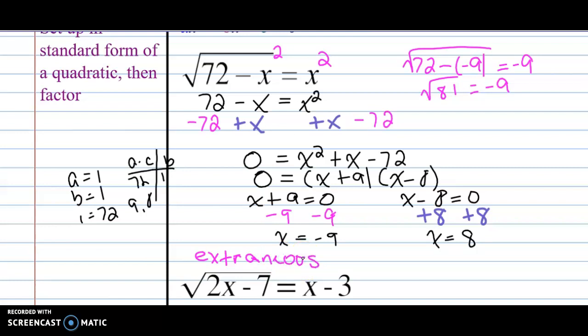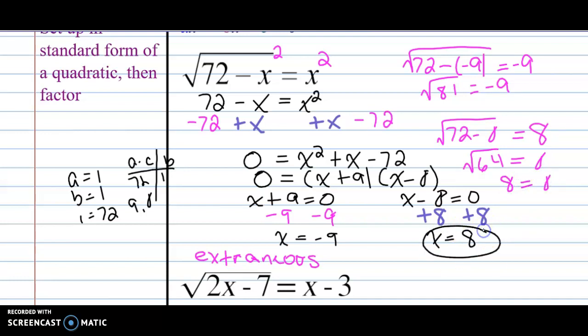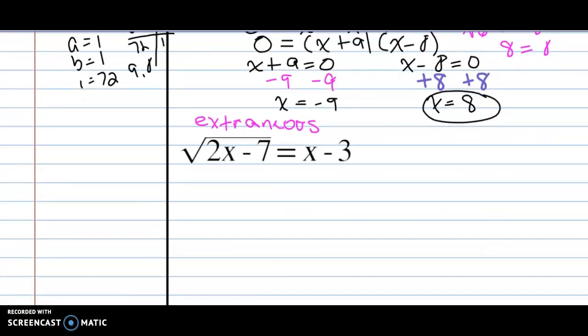Okay. And then now let's try the 8. So if I plug in 8, 72 minus 8, does that equal 8? Well, 72 minus 8 is 64. And radical 64 is 8. So this is an actual solution. So x equals 8 is a solution, and x equals negative 9 is an extraneous solution. Okay.